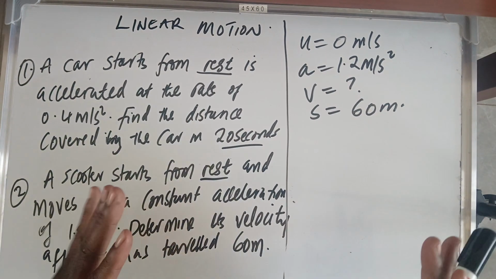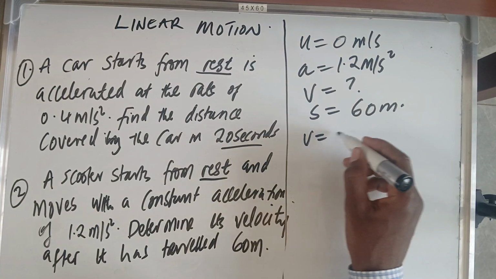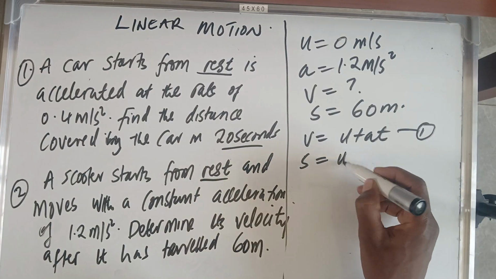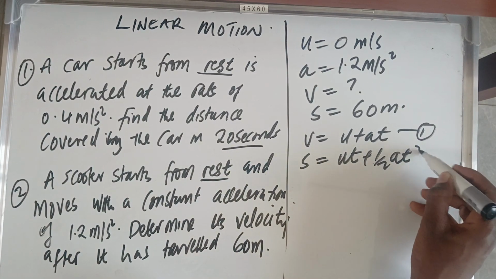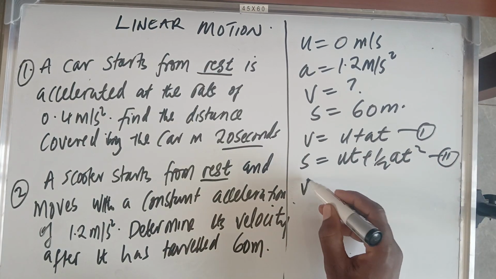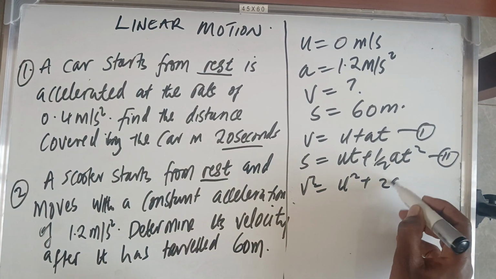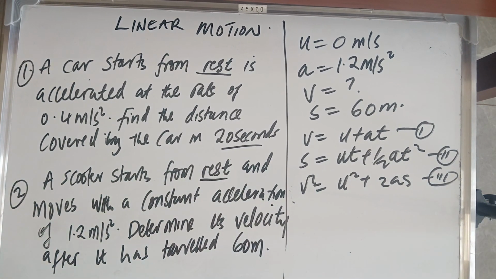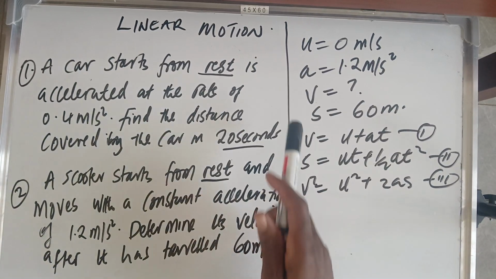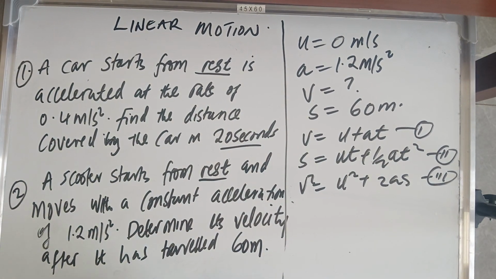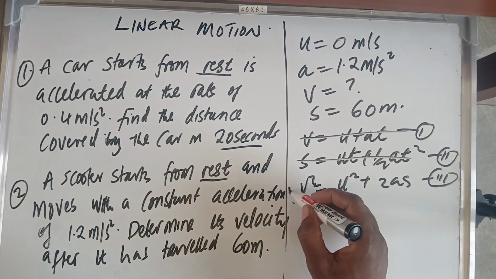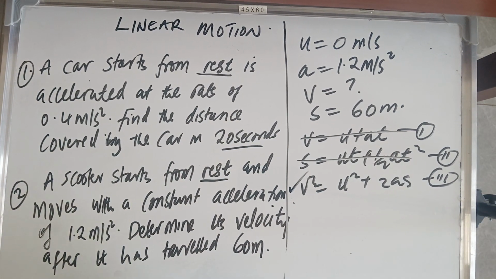So we are going to write down the equations. S is equal to ut plus half at squared, equation 2. Then final velocity squared is equal to initial velocity squared plus 2as, equation 3. Looking at the information that we have been given, we are looking for velocity and we don't have time. So anything that has got time must be cancelled out. There's time here, I'll cancel it out. There's time here, I'll cancel it out. So the equation that I'm going to use is that one. That's how simply you solve these equations.